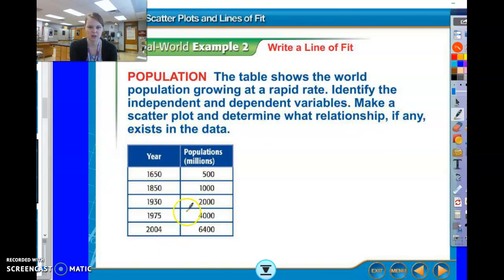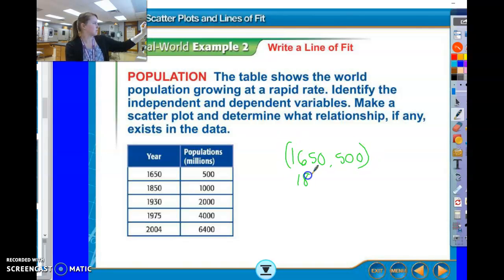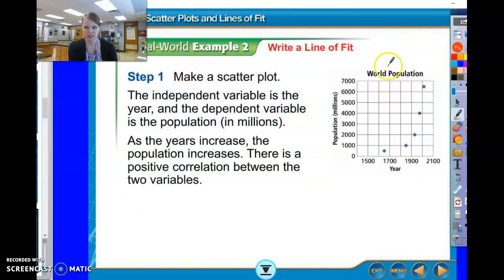So to make the scatter plot, this would be your first coordinate pair. So you would draw that out, 1650, 500. And then 1850, 1000. So those are the points that you would put on your graph. So you would go over to 1650 and then up to 500. That's where your point would go. Next, over to 1850, up to 1000, and so on your graph. So that's how they built this.